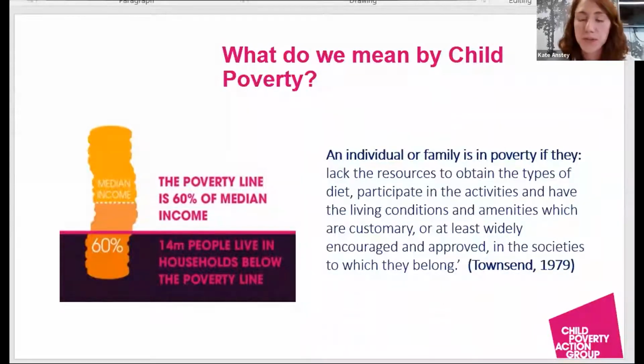At Child Poverty Action Group, we also use a more human description of child poverty, and I think you need to use both of these to understand the full picture. Peter Townsend has a definition that talks more about families and children being able to obtain the right types of diet, participate in activities, and have the same living conditions that other people would expect, which is widely agreed in society as being the norm. So I think about both the financial implications of poverty, but also what that might feel like in terms of children's experiences.